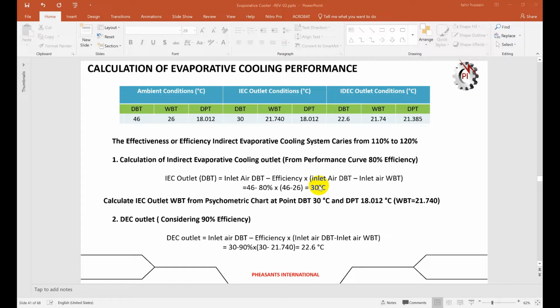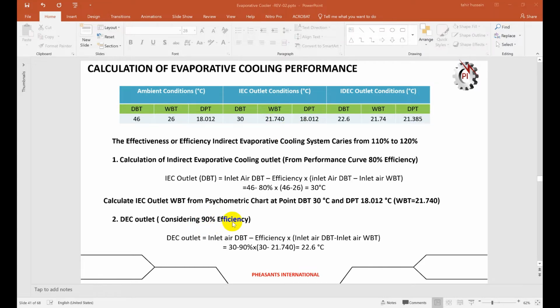So in the IDEC system, as we discussed in our last two videos, the dew point temperature will remain constant and the specific humidity also will remain constant. So we already got 30 degrees centigrade after the heat exchanger, and the dew point temperature will remain constant. What was it before? 18.012. It will remain the same, 18.012, and we will see what the wet bulb temperature will be.